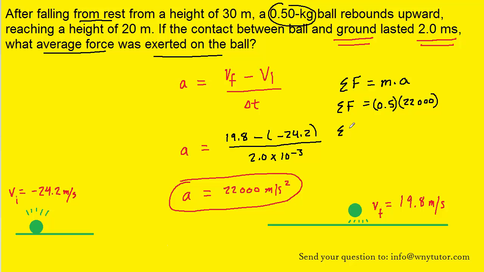So the average net force acting on the ball becomes 11,000 newtons. And that is indeed the correct answer. Notice that the net force turned out to be a positive 11,000 newtons, just as the acceleration was a positive value. So what that means is that the net force, as well as the acceleration, point upward.